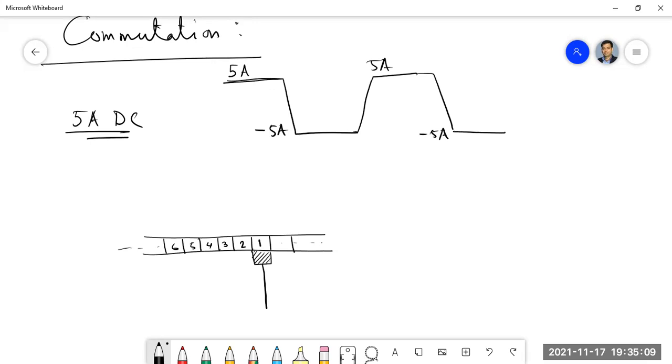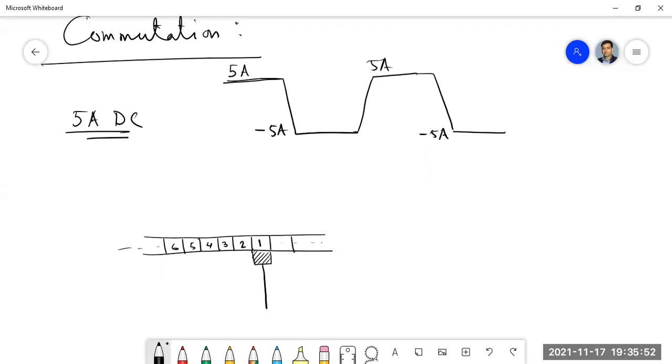In general, we try to keep the width of the brush 2.5 times the width of the commutator segment, so that at any point of time, the brush can contact at least 2.5 commutator segments. Got it? But here we'll assume that a brush will contact only one commutator segment. Okay, at least two. At most two commutator segments at a time it can touch.